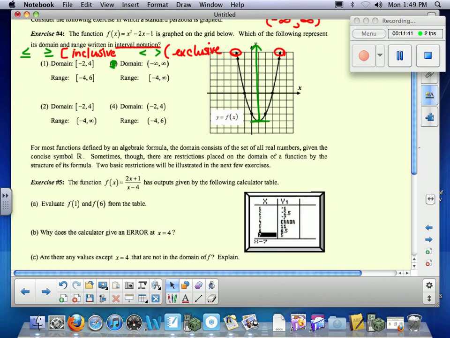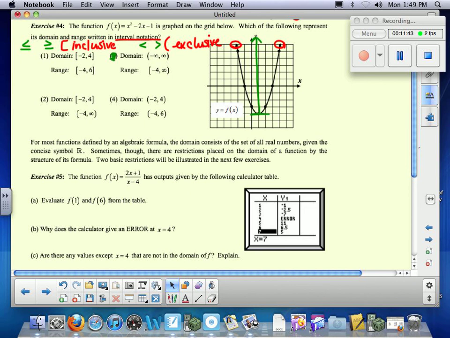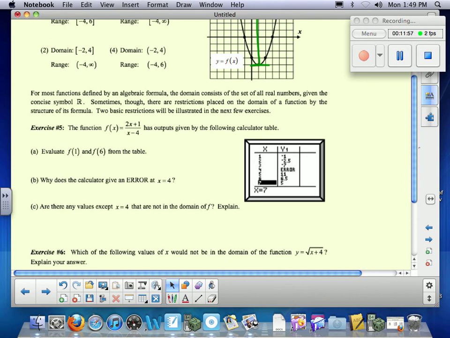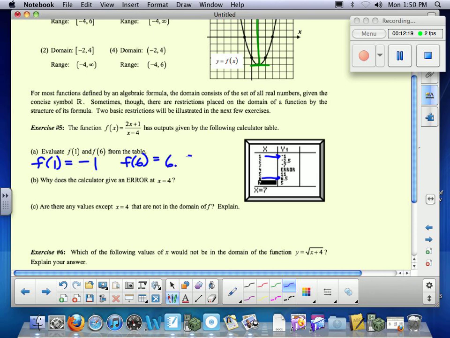We can, of course, use our handy dandy calculators. They've given us a picture of one here in number 5. From the table, can you find what the value of f of 1 is? So you're going to take a look at that x value of 1 and go across. And in this function, we get a range or a y value of -1. Can you do f of 6? And again, you go to 6 for your x's and look across, 6.5.